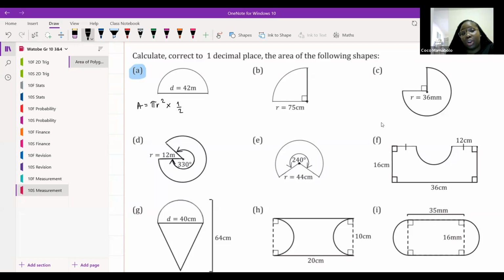I'm just going to ask you guys before we continue, if we look at question B, what fraction of my circle is this part of B? What fraction of my circle?